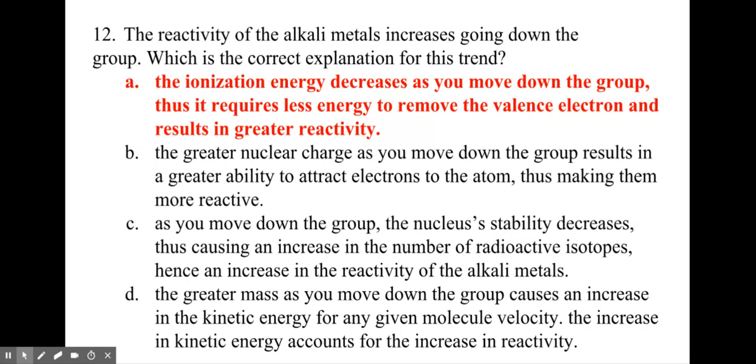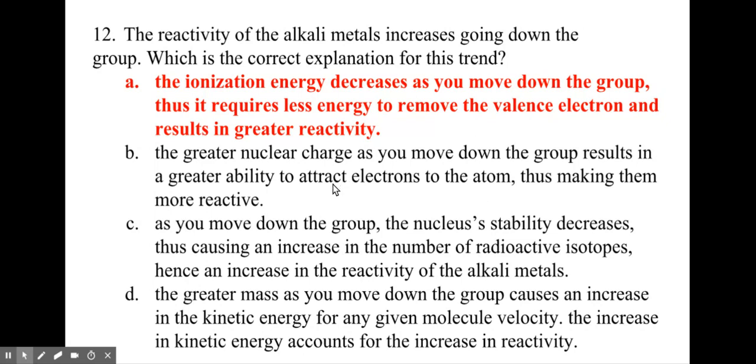And as we add energy levels, the valence electrons, which for alkali metals are the ones that come off to form positive ions, get farther and farther from the nucleus because there are increasing numbers of shells. Since they're easier to remove, that makes the ionization energy decrease. So it requires less energy to remove those valence electrons.